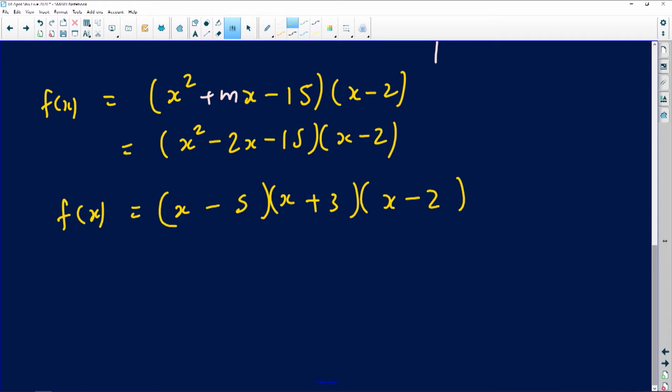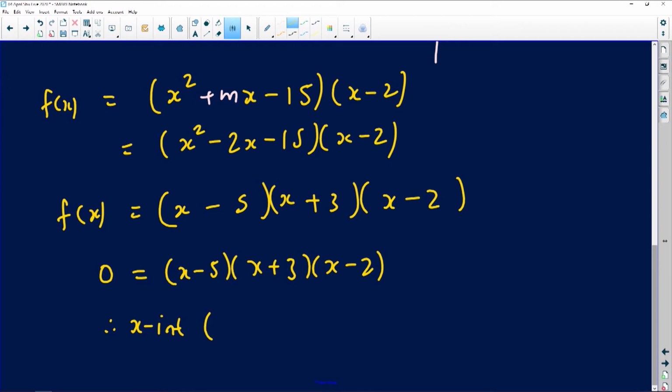Now, once we have this, for the x-intercept, we're going to put f of x as 0, because on the x-axis, y is 0, and on the y-axis, x is 0. So I'm going to have x minus 5, x plus 3, and x minus 2. Therefore the x-intercepts are going to be (5; 0), the other one is going to be (minus 3; 0), and the other one is going to be (2; 0). I believe you guys know how to use the zero factor law to find the solution to this. So (5; 0), (minus 3; 0), and (2; 0).